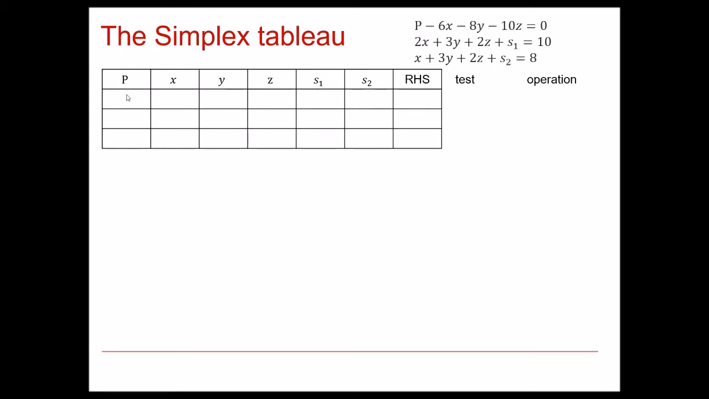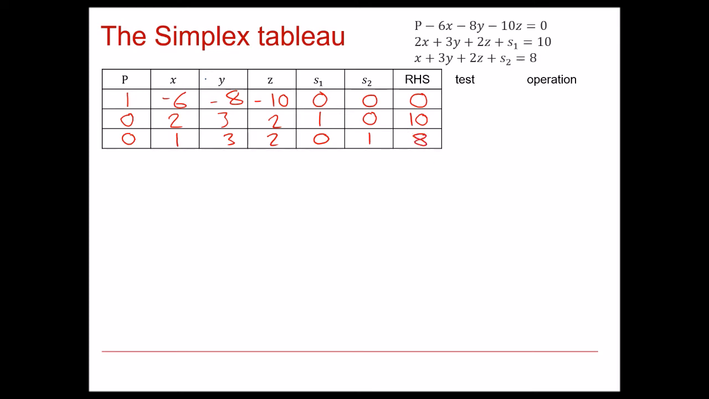So for the objective row, we've got 1p. Remember, it's the coefficients, not the values, that go in here. We've got -6, -8, -10. Because there are no slack variables involved here, they just have coefficients of 0. And the right hand side there is 0 as well. Then for this constraint, p doesn't appear, so p has a coefficient of 0, and then we've got 2x, 3y, 2z, we've got 1 S1, no S2s, and we've got a right hand side of 10. And then for the final constraint we've got 0, 1, 3, 2, 0, 1, and 8.